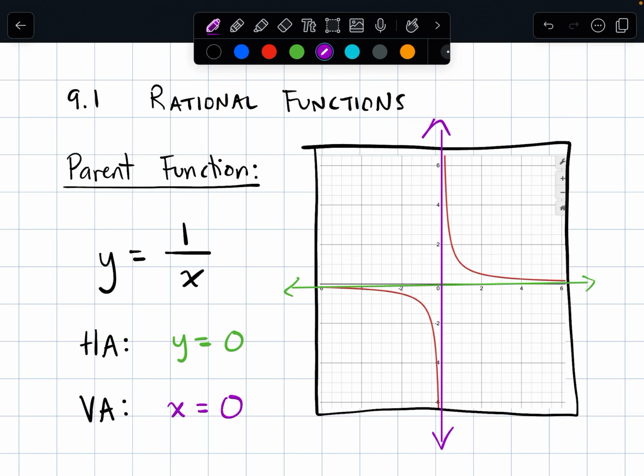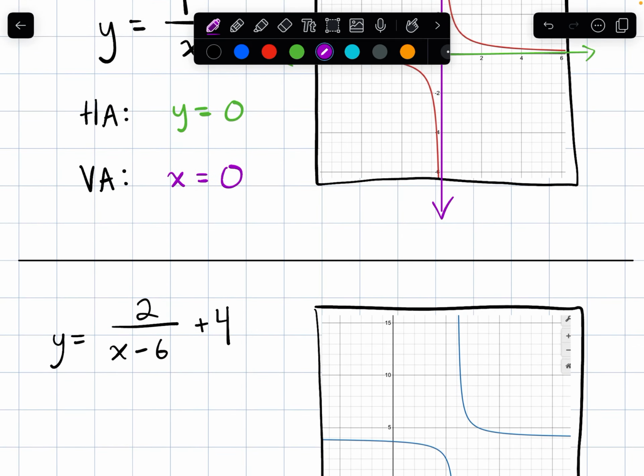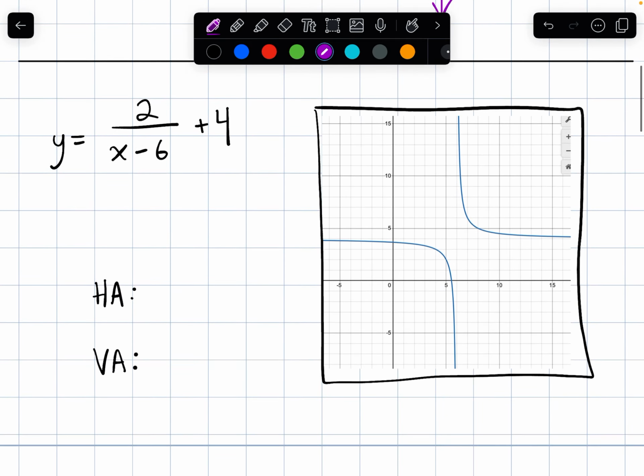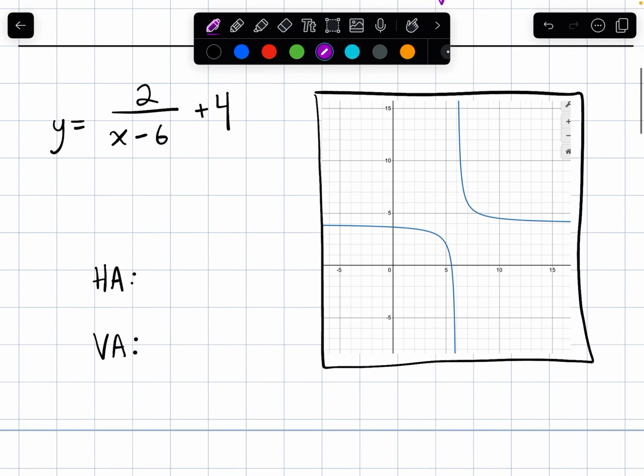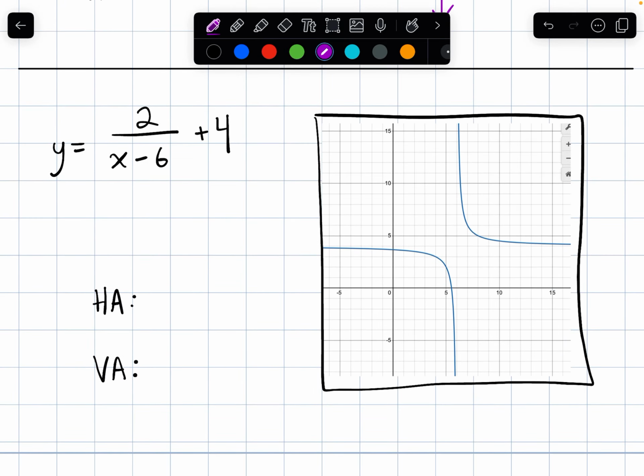All right. So when we graph these rational functions, we're going to have to figure out what the vertical asymptote is and what the horizontal asymptote is. We're going to do this in general after we look at this example here. We want to use some deductions to think about how we can describe the vertical and horizontal asymptotes. So if we look at a problem like this, this is the equation y equals 2 over x minus 6, and then we're going to add 4 to that.